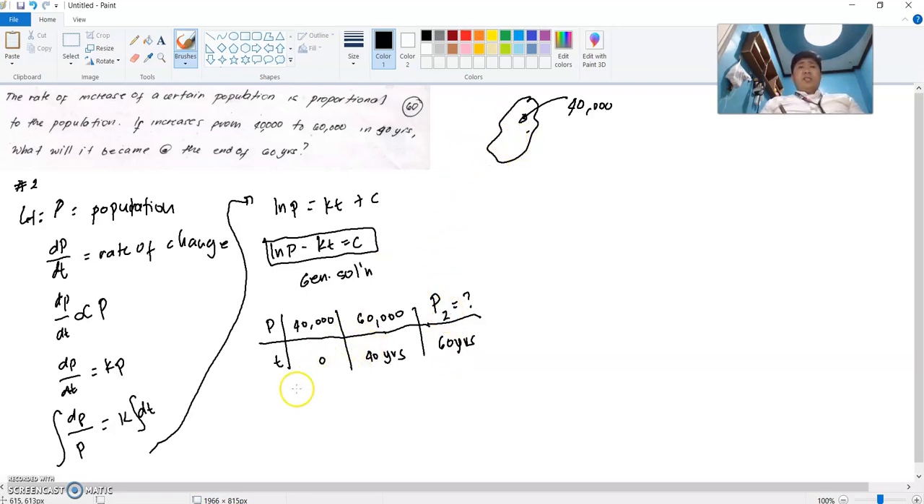Now, let's try to solve by simply substituting each of these values in our general solution. Let's start at t equals 0. So you have ln of the population, 40k, minus k times time 0, equals c. We don't have the value of k here, but obviously this is 0. So our c is ln 40,000.